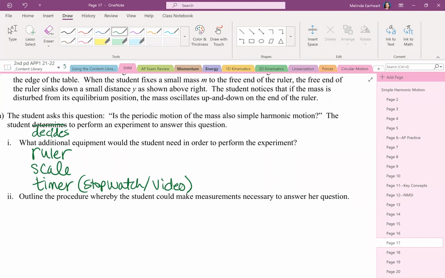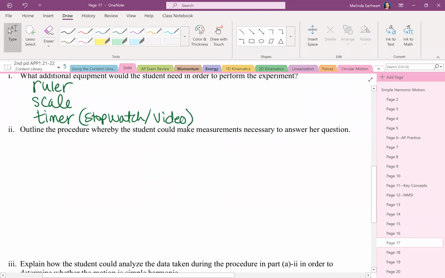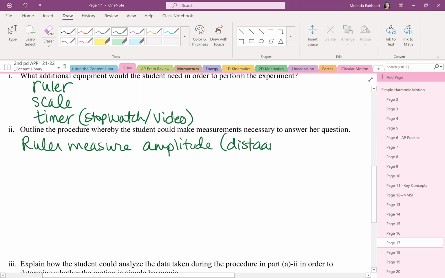What additional equipment? And then outline a procedure, how the student could make measurements with that equipment to answer the question. So we said we'll use the ruler to measure the amplitude, right? Or it's the distance above and below the equilibrium location.